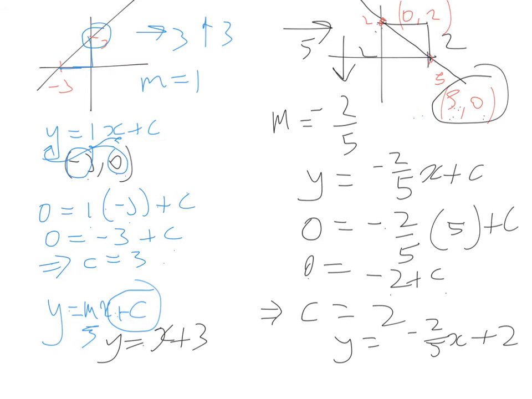So just to reiterate, find the gradient first, rise over run, how far you go across, how far up and down you go, and substitute that into y equals mx plus c, leaving c. Then choose one of your points, it doesn't matter which point, and substitute that value. So here we chose 5 and 0, 5 is x, 0 is y, and we solved for c.